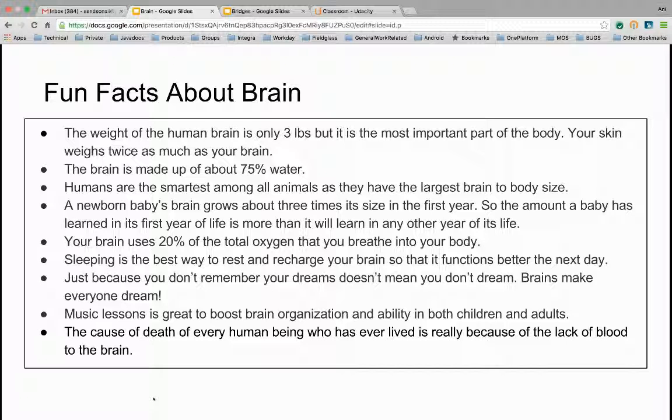Sleeping is the best way to rest and recharge your brain so it functions better the next day. Just because you don't remember your dreams doesn't mean you don't dream. Brains can make everyone dream. Music lessons are a great way to boost your brain organization and ability in both children and adults. It's also extremely fun. The cause of death of every human being who has ever lived is really because of the lack of blood to the brain.